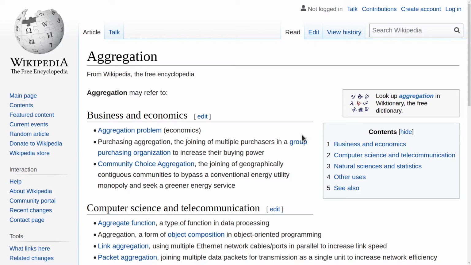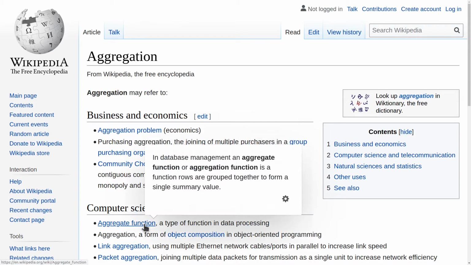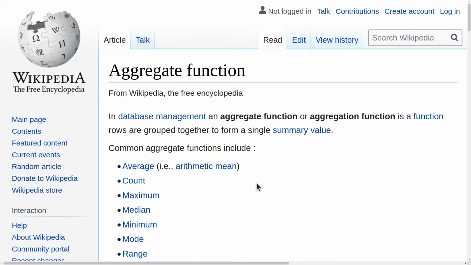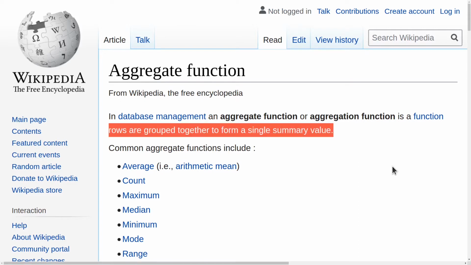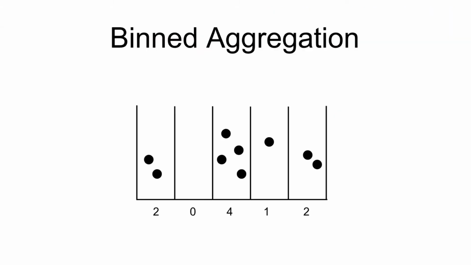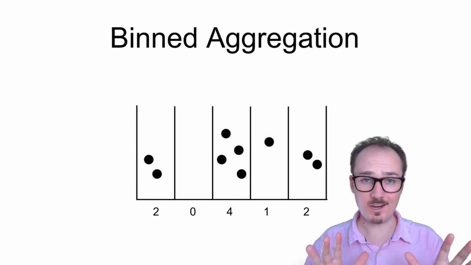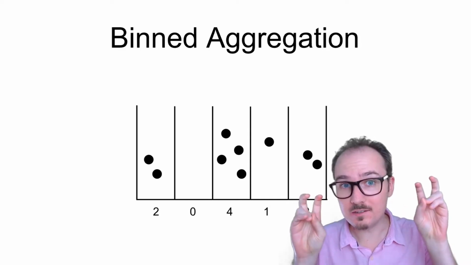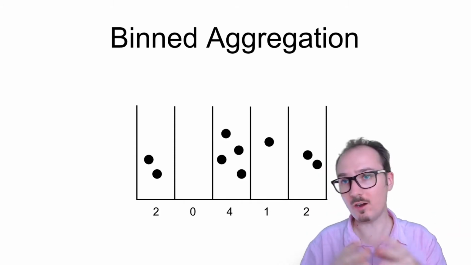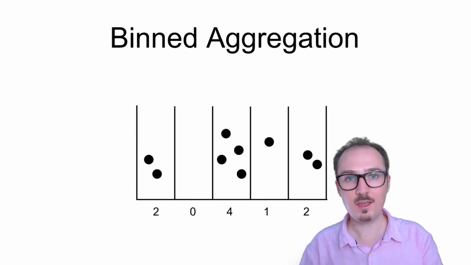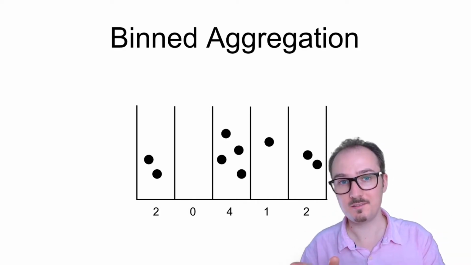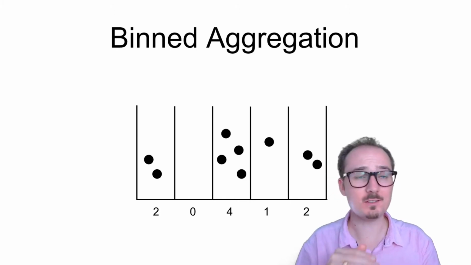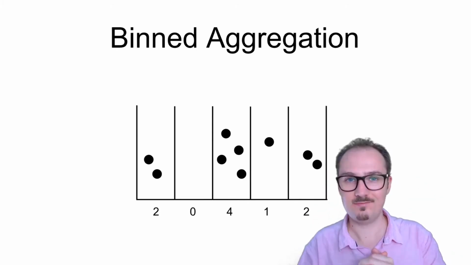The word aggregation has many different meanings, but in computer science, an aggregate function is a function where rows are grouped together to form a single summary value. What we're looking at here is a data reduction technique called binned aggregation. In binned aggregation, you take each of these points, and the first step is to classify them into bins. In the case of our data set and our goal of aggregating by month, each month is a bin. So the first step is to figure out, okay, for each of these events, which month did it occur in? So that's the binning part.